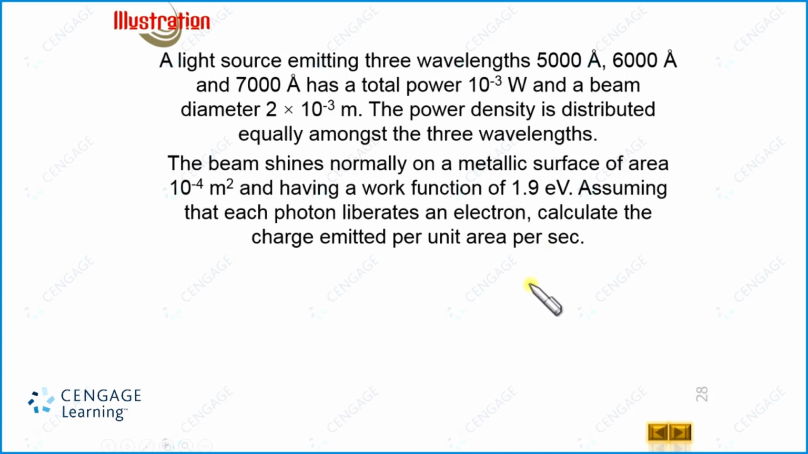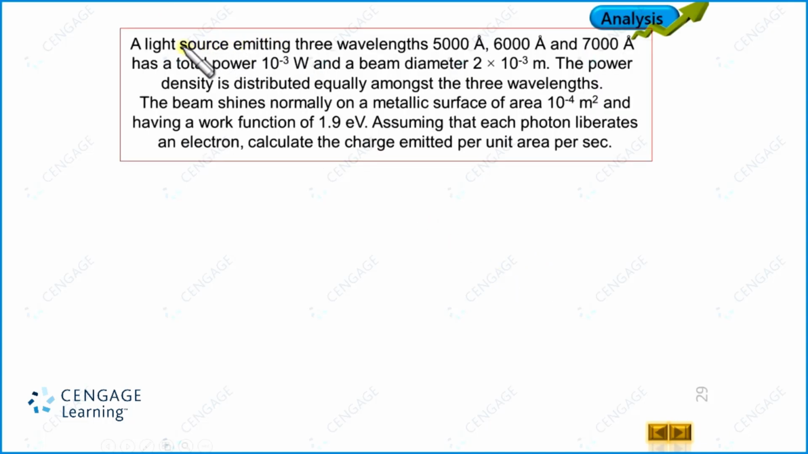Okay, let us analyze the situation. In this case, we can observe the light source emitting three wavelengths 5000, 6000 and 7000. But in the previous problems which we analyzed, we had monochromatic radiation incident on the metal surface. So we need to consider the effect of the three wavelengths incident on the metal surface. Also, we are given the total power and beam diameter, and it is also given that the power density is distributed equally amongst the three wavelengths. We are also given the work function and the area of the metal surface.